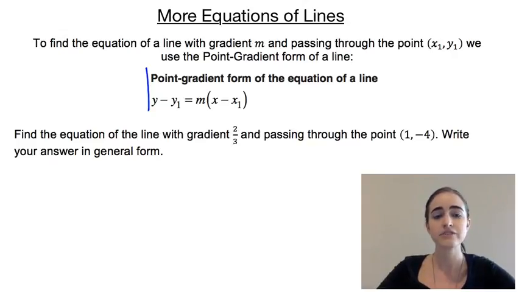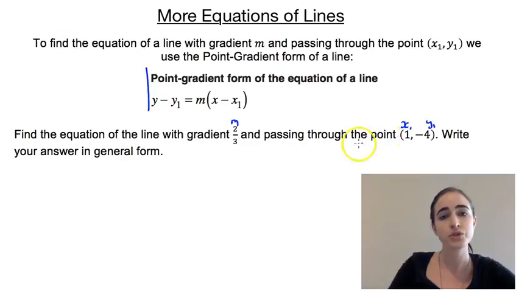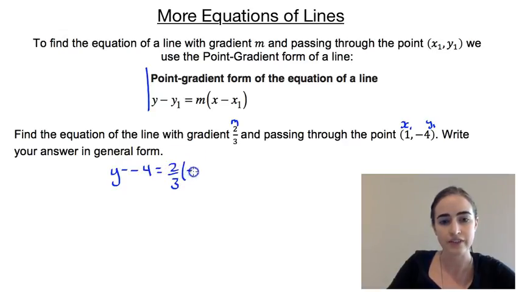So our example asks us to find the equation of the line with gradient 2/3 and passing through the point (1, -4). It also asks us to write our answer in general form. So we've got this formula here. This point here is going to be our x1, our y1, and our m, our gradient there. So we'll substitute all of those things in. So we'll have y minus minus 4 equals 2/3 outside of x minus 1.